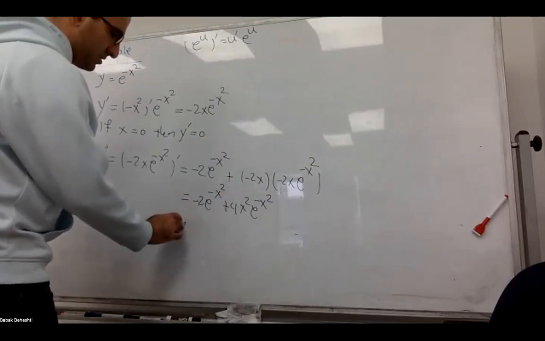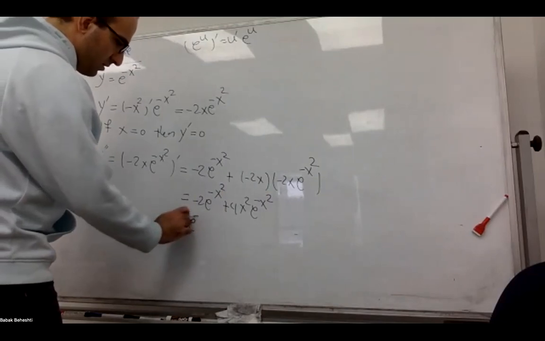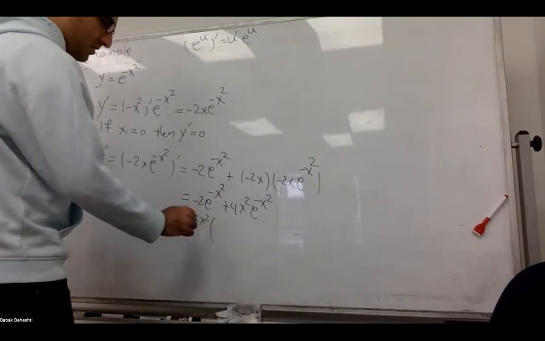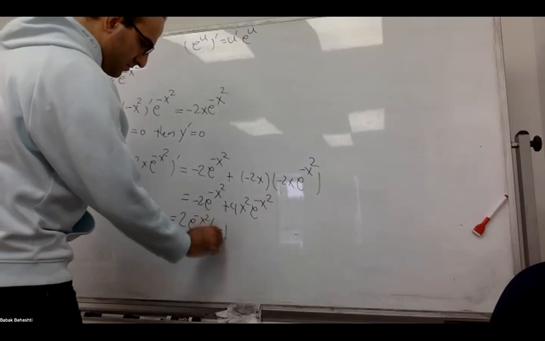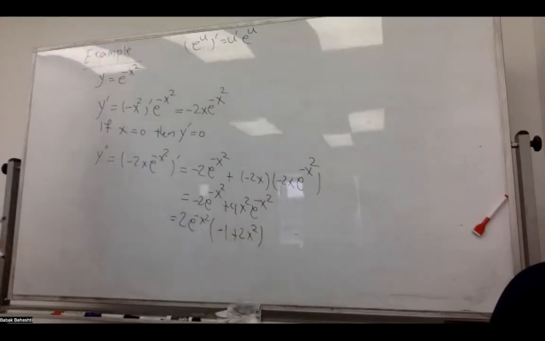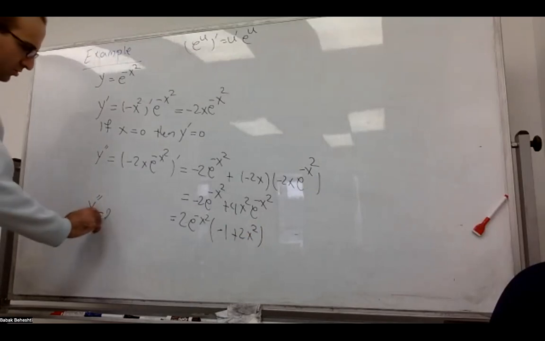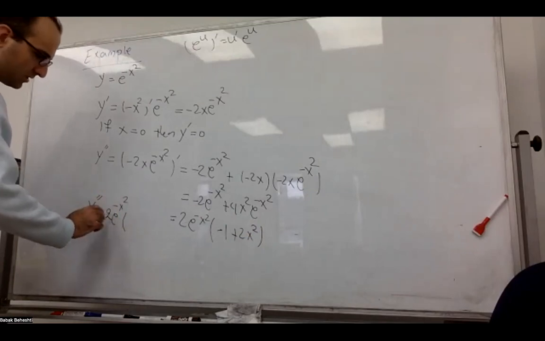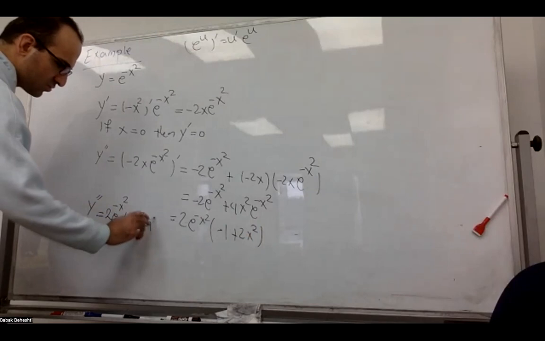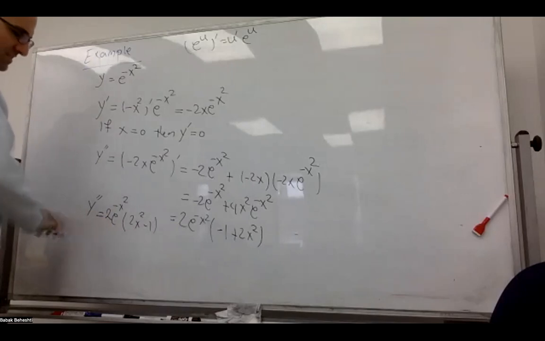Here you can factor out 2 times e to the power minus x squared times, you have minus 1 plus 2x squared. So y double prime is equal to 2 times e to the power minus x squared times 2x squared minus 1. It's useful, as we will see very soon, to find the point at which the second derivative is 0.